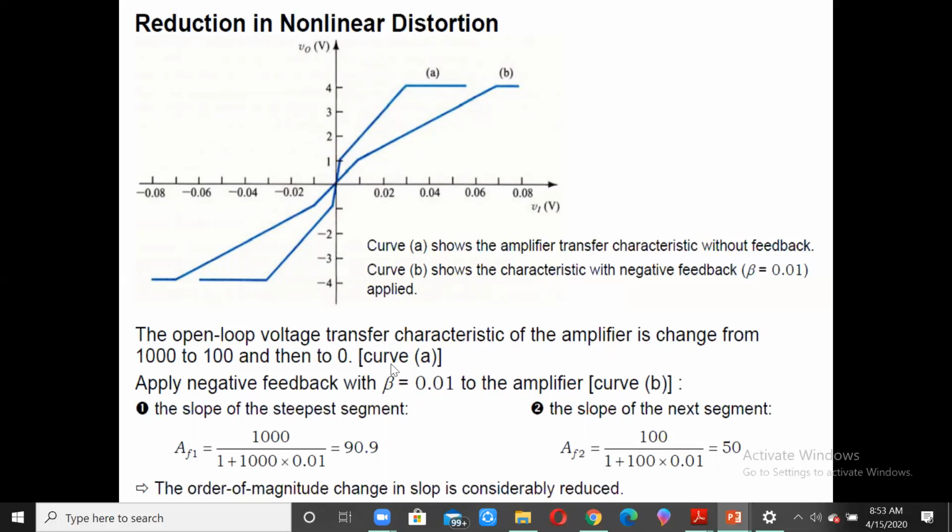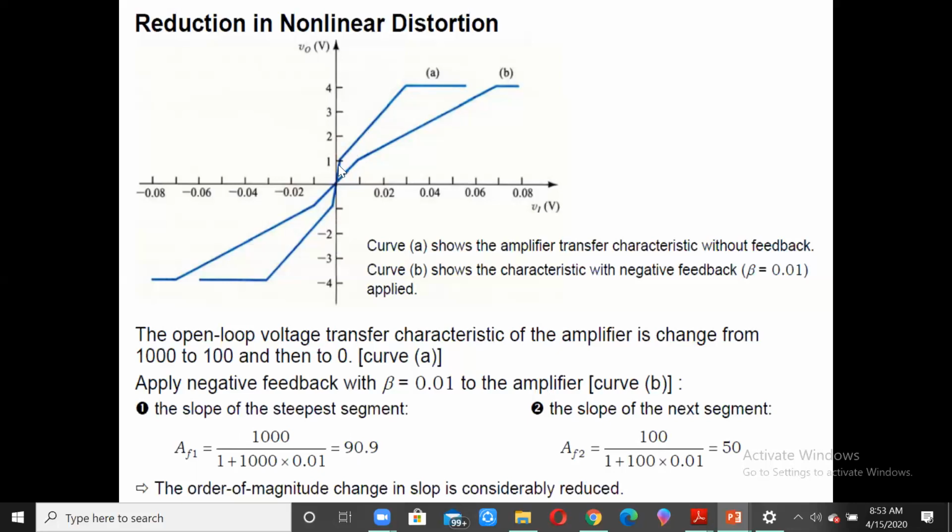Then we apply the negative feedback. We assume a feedback factor beta equal to 0.01. Then we get AF1 as 1000 divided by 1 plus 1000 into 0.01, which is equal to 90.9. And AF2 is equal to 100 divided by 1 plus 100 into 0.01, which is equal to 50. So for this segment we have AF1 equal to 90.9 after feedback, and for the segment over here we have AF2 equal to 50.